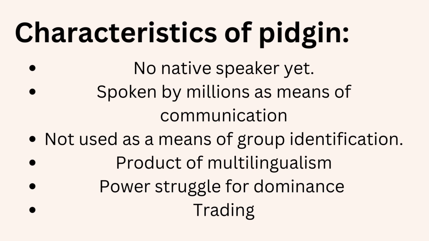Moving towards the third point, it can never be a language representing some group. This means that pidgin can never be one of the national or international languages around the world. Only L1 represents some group. For example, people of Britain and America are termed as English because English is their first language.